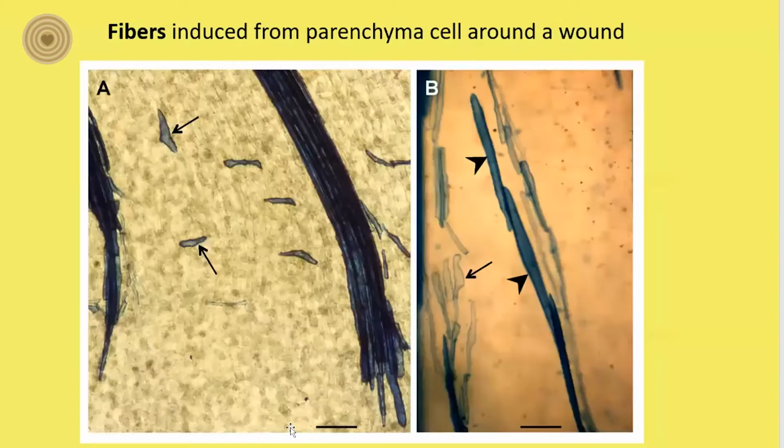Here I show you the production of short fibers from parenchyma cells, and this is after 10 days. After 60 days, you can see how the fibers elongate, and all this elongation is influenced by gibberellin.